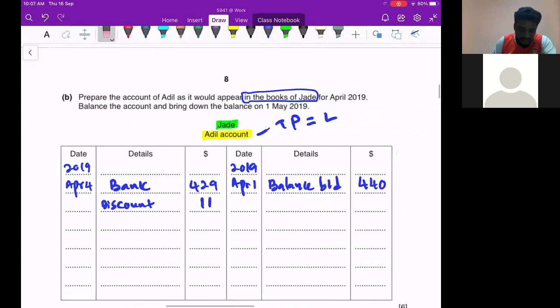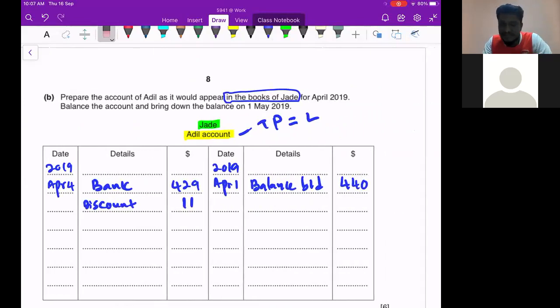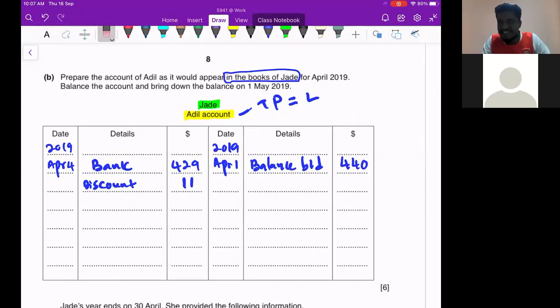If you're sure about this being discount allowed or discount received, you can write discount received, because this one we pay means this one will be discount received. If you're not sure whether it is discount received or discount allowed, don't write anything, just write discount, that is good enough. If you just write discount, you still get full marks. But if you're very sure, then you write discount received. Okay, next one.